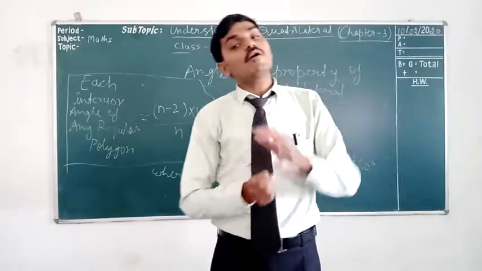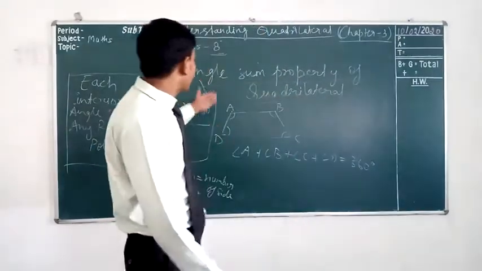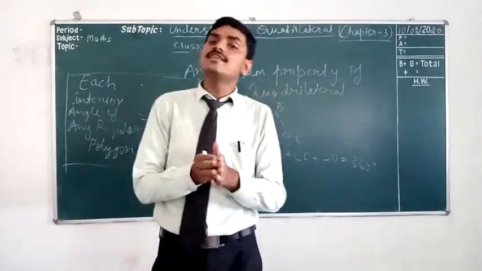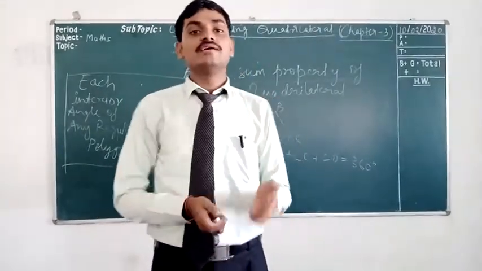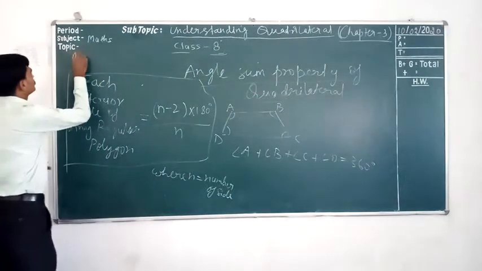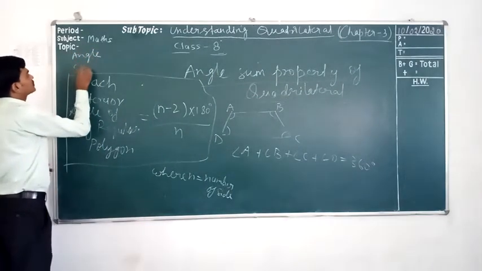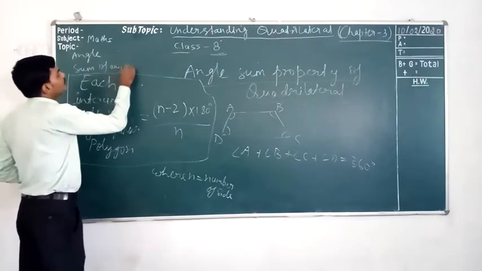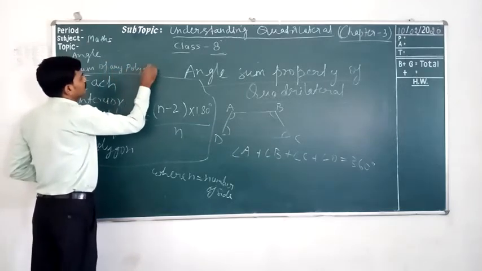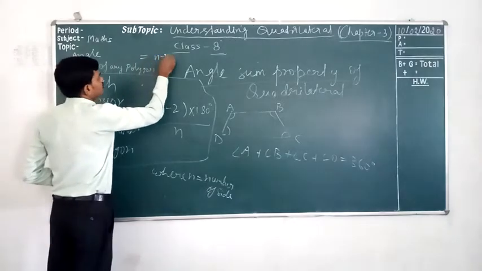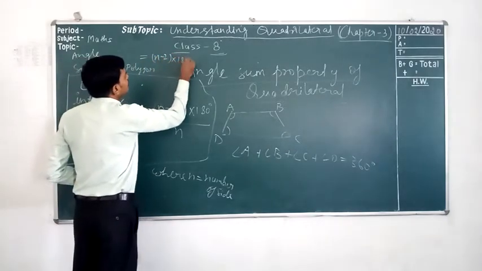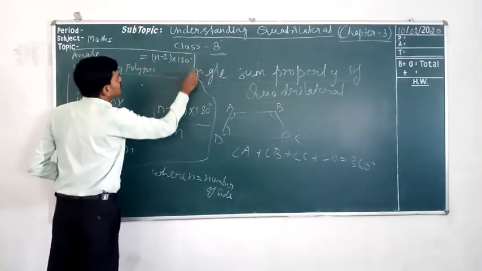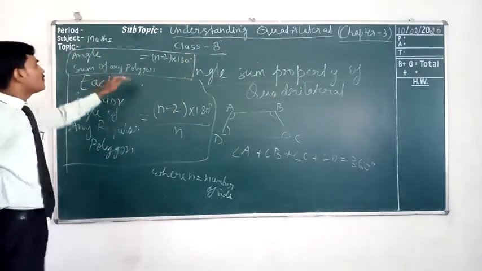And what is the angle sum of any polygon? You know the angle sum of any quadrilateral is 360 degrees. If you have to find the angle sum of any polygon, then use this formula: angle sum of any polygon is n minus 2 into 180 degrees. Okay, this is the formula to find the angle sum of any polygon.